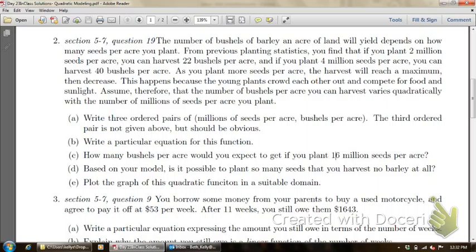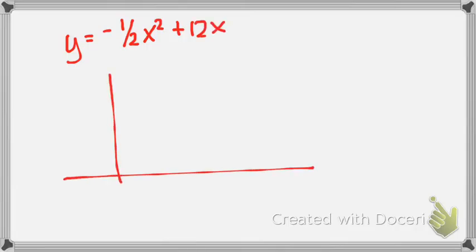The other thing to think about is this is a quadratic function. And so if we think about what the graph is going to look like, we've got -1/2 x squared plus 12x. This is going to be a parabola. We also know this parabola is going to open down because a is -1/2. It goes through 0, 0.